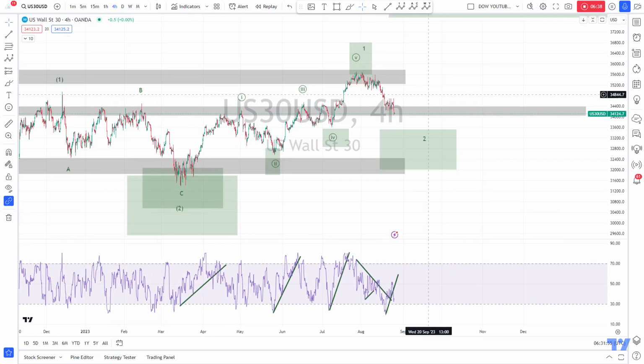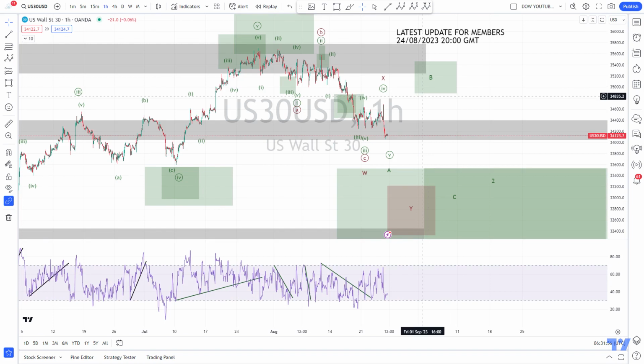And then a safer option would be to wait for this kind of area here, this wave B area. Then you are trading with the main direction, and then you're actually going for this wave C here to the downside. So this is what I see for today.